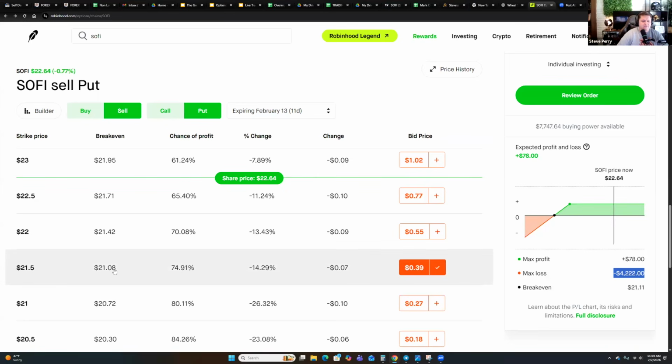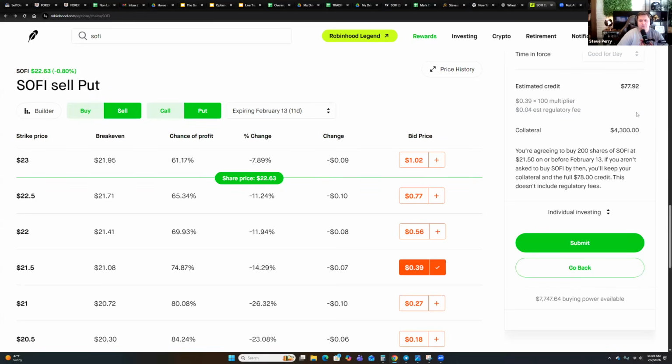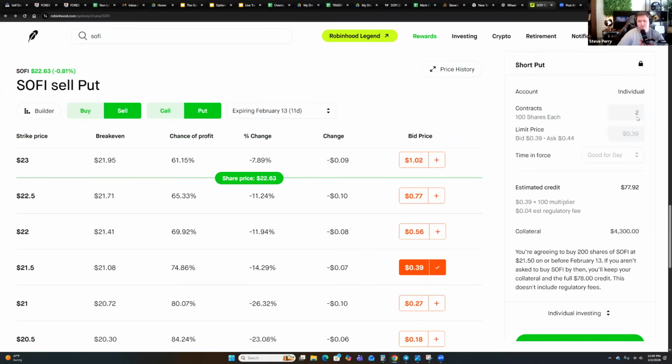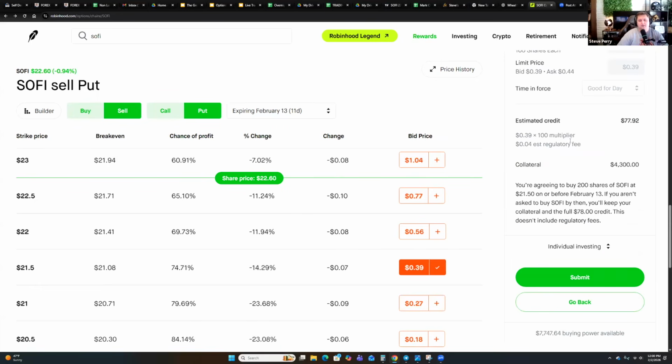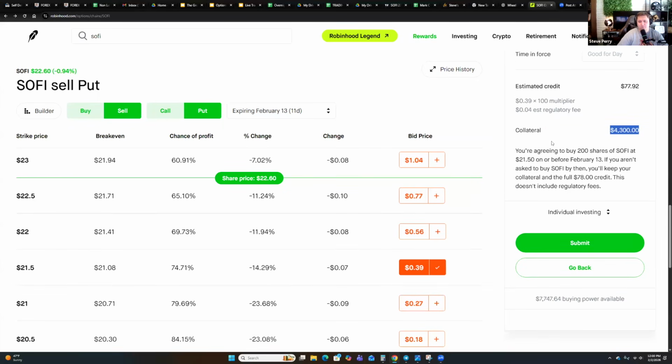So we're going to sell the 21.50 put on SoFi expiring in 11 days. We can click review order. You can see right here it tells you what you're about to do: 2 contracts on SoFi, selling the put. Estimated credit, $77.92. Collateral, $4,300. You're agreeing to buy 200 shares of SoFi at 21.50 on or before February 13th. If you are not asked to buy SoFi by then, you'll keep your collateral and the full $78. This doesn't include regulatory fees. So as long as SoFi does not go below 21.50, I'm going to collect that $78 and never get assigned, and my money just comes back to me.